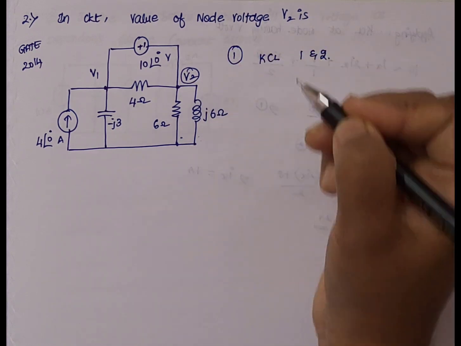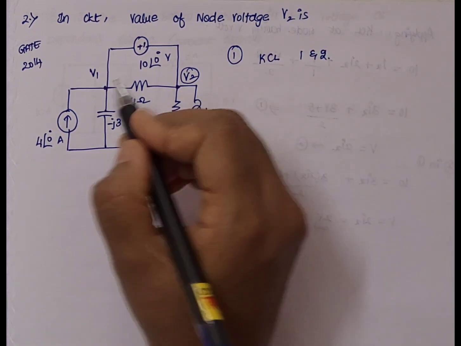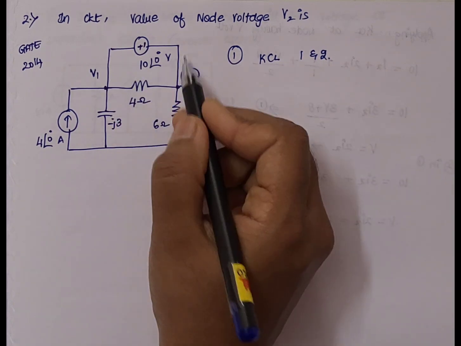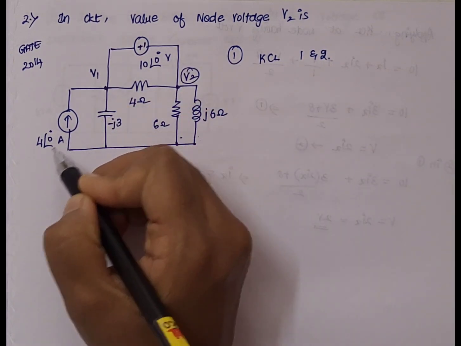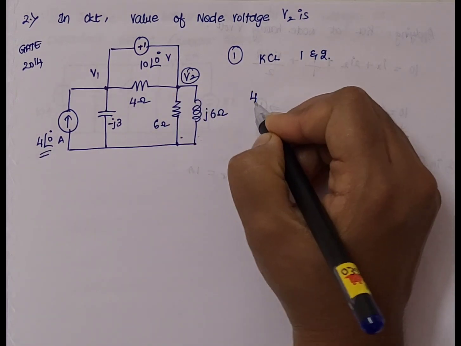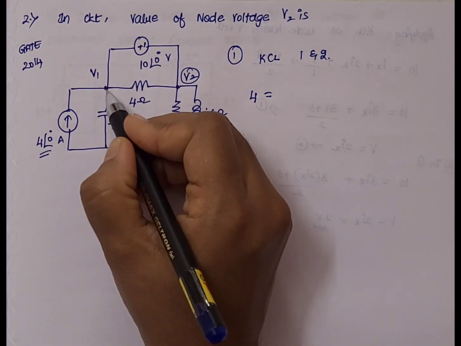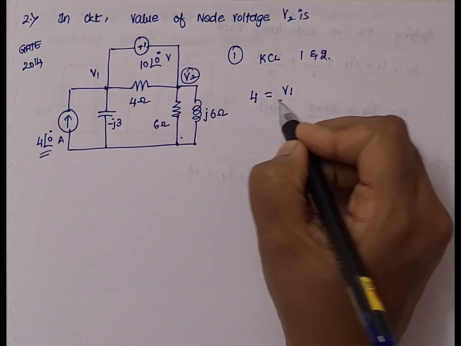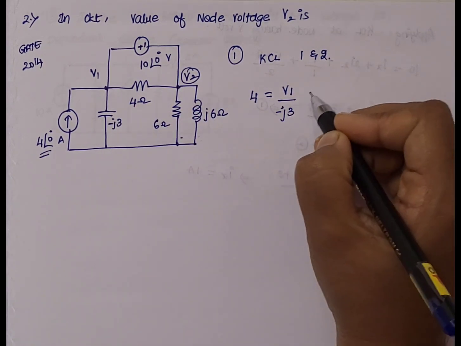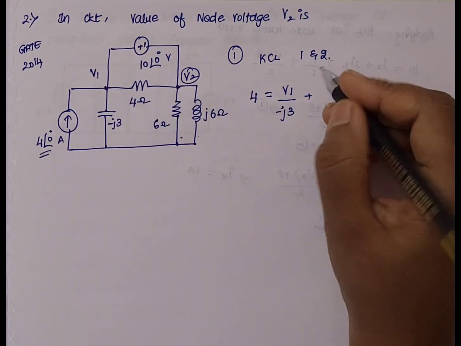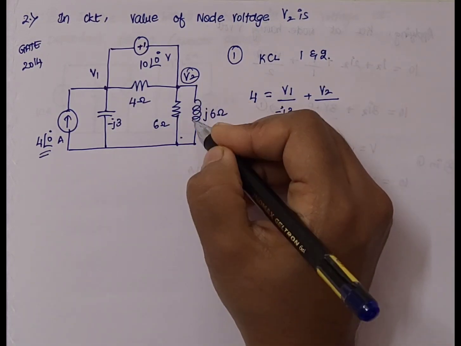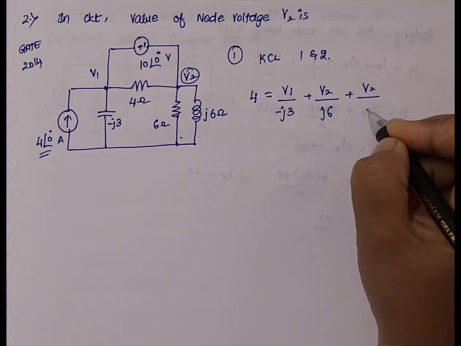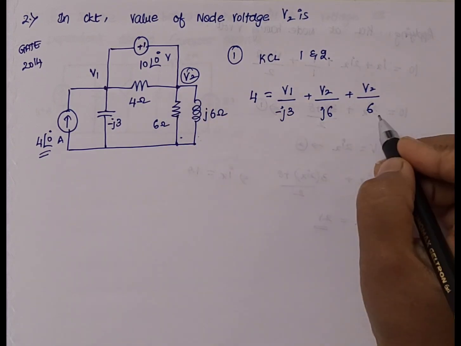So this is our first step. We have to identify the super node and apply KCL over there. Applying KCL at this junction, the value of current is 4 here. So 4 is equal to V1 divided by the capacitor value, which is minus j3, plus V2 divided by j6, plus V2 divided by the other value under R, which is 6.